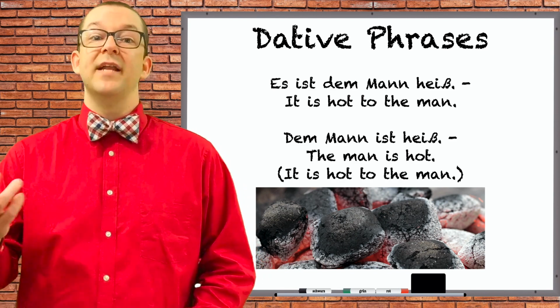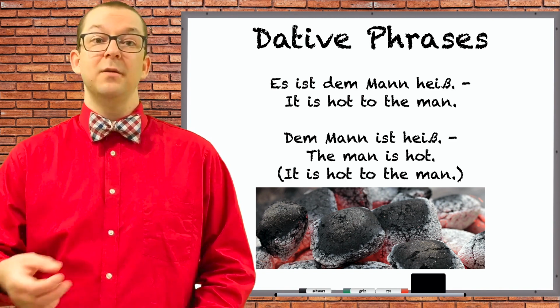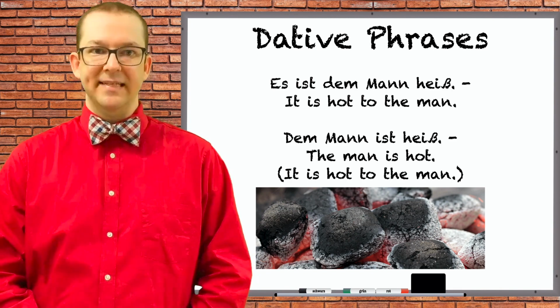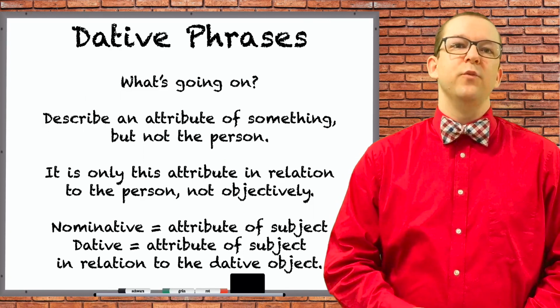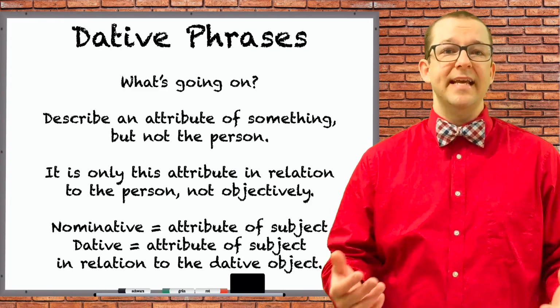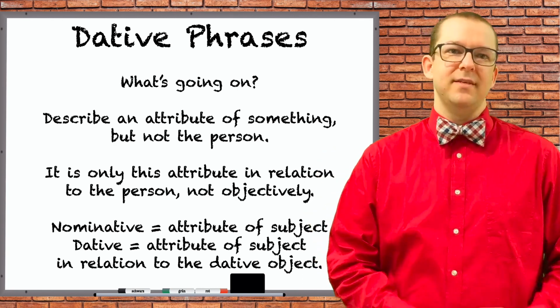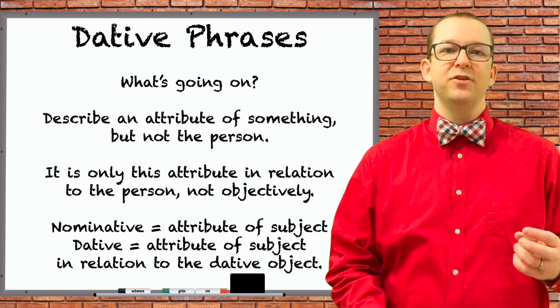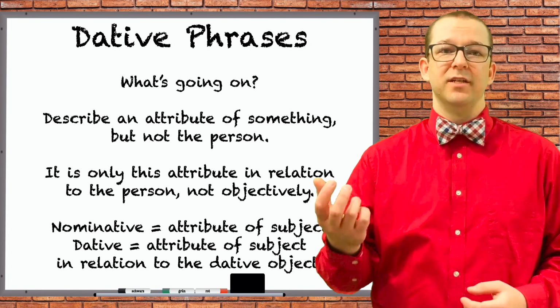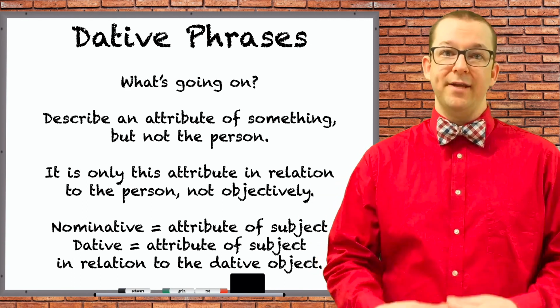It doesn't use the word es in a normal conversation, and the man has been put in the place where the subject, es, normally would have been. This brings us to the point that we can figure out what is going on in all of these sentences that require the dative case but don't seem to have any logic as to why. Every one of these sentences is going to describe an attribute of something, but not the person involved. It is an attribute that affects the person, but is not their own attribute.